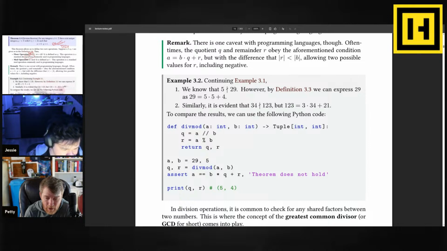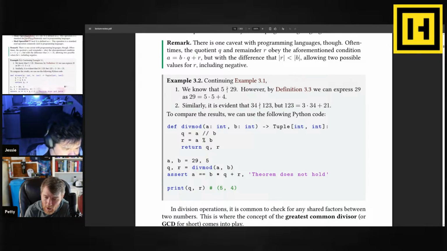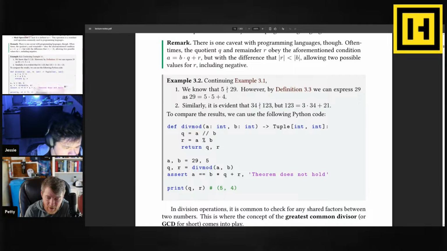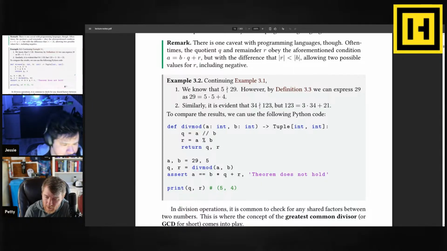So an example of that, we know that 5 is not a divisor of 29. However, definitely we can express 29 as 5 times 5 plus 4. So 5 squared plus 4. Similarly, it is evident that 34 is not a divisor of 123, but 123 is 3 times 34 plus 21. Okay, compare the results.